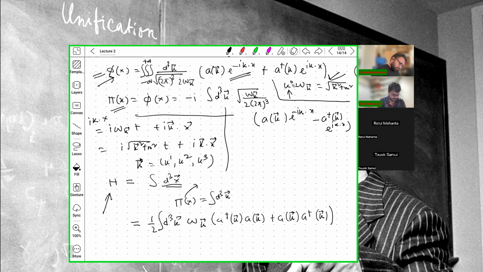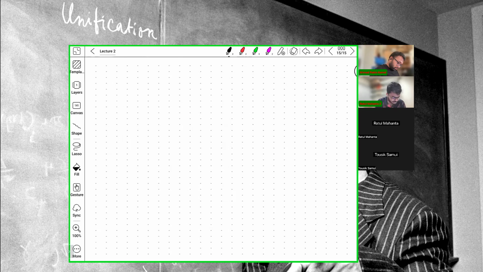So this should be an exercise, and another exercise will be finding the commutation relations between A k and A k dagger from the commutation relations between phi and pi. I will now sketch it. So we impose the canonical commutation relations, the equal time commutator of the conjugate fields.